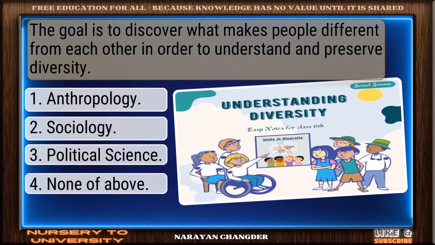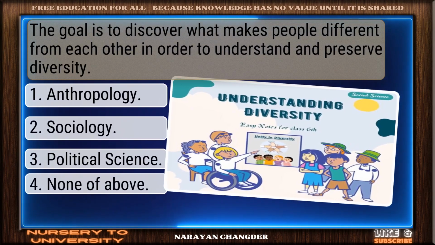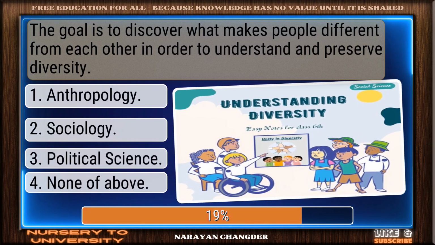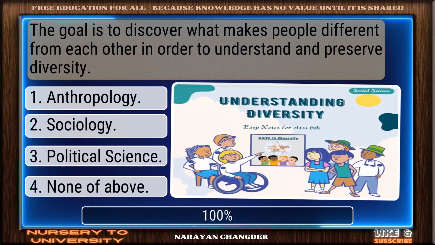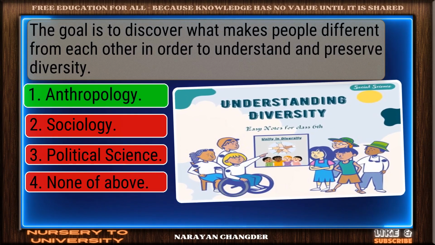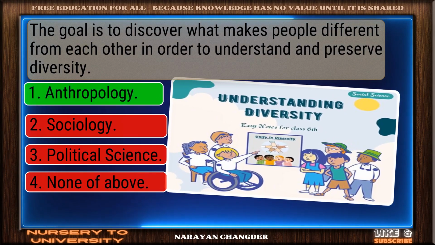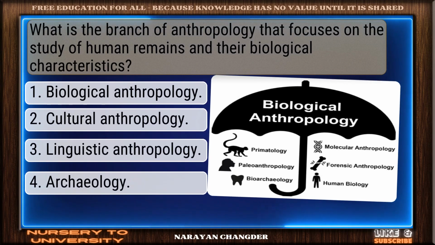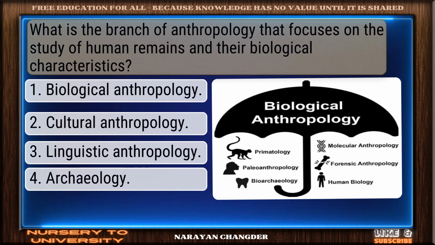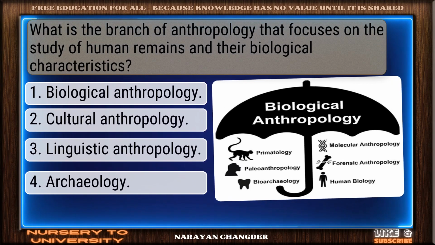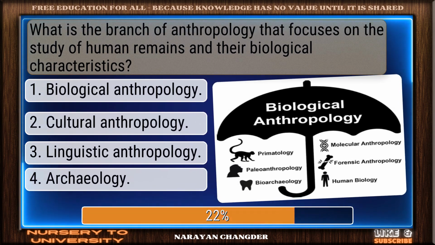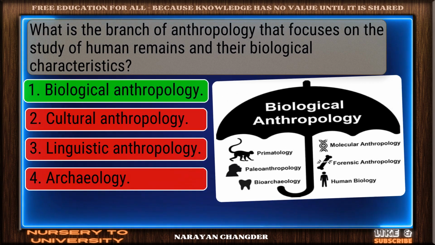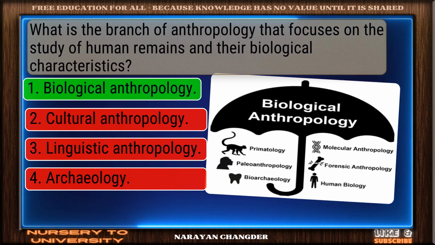The goal is to discover what makes people different from each other in order to understand and preserve diversity. Excellent. Anthropology is a brilliant choice. What is the branch of anthropology that focuses on the study of human remains and their biological characteristics? Nice work. You chose biological anthropology, and it is correct.